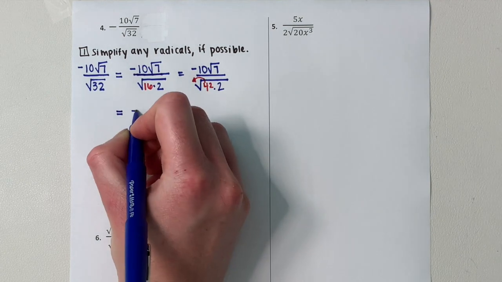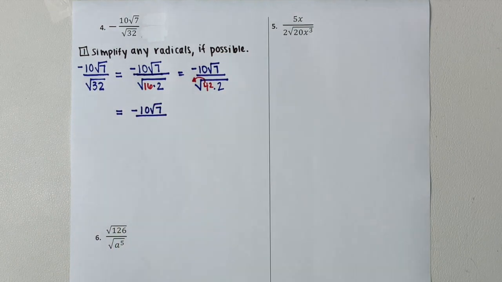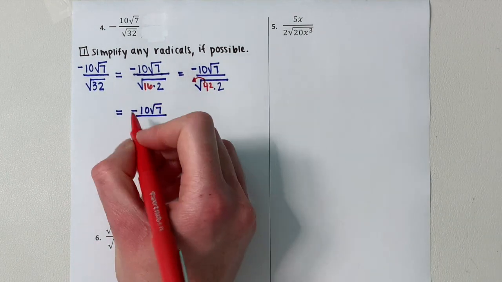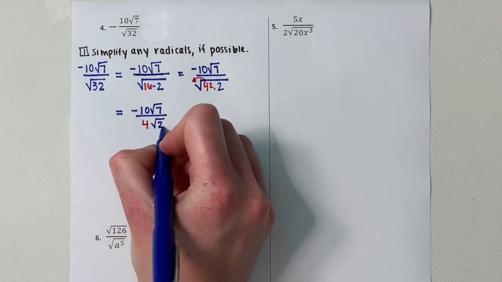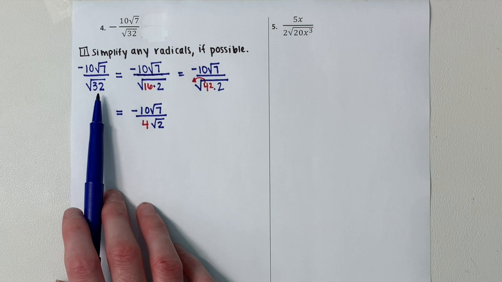So I'm leaving our numerator exactly as is. And in the denominator, we'll pull this 4 out of the radical. And all that we'll have left underneath the radical is the 2. Now we've simplified the radicals in step 1.